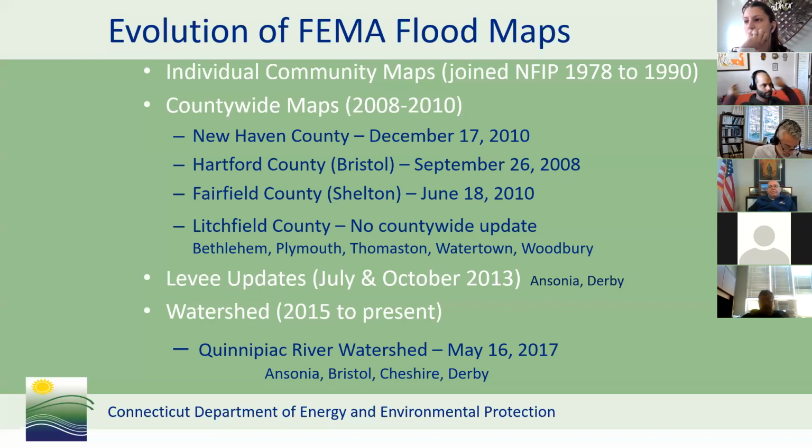So now we're going to skip to watershed. Now FEMA has stopped doing countywide maps. They have decided to do watershed maps from about 2015 onward. So that's what we're going to talk about today. Now you're going to see a whole bunch of watershed projects. There's already one that has been done in the Quinnipiac River watershed.